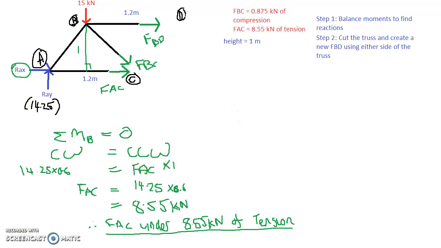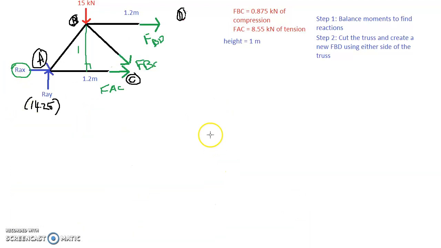So let's get rid of all this and we'll do it again. We're going to do it about point C this time, which is a theoretical position where FAC and FBC would be intersecting, but that is literally where the members do intersect on the truss anyway. Okay. Now, it's going to be right there, 1.2 meters away from A. Let's get it started.